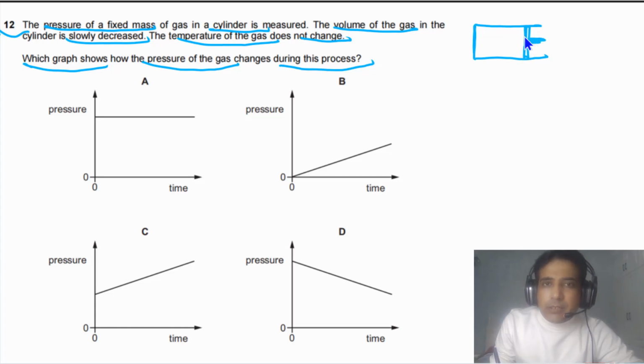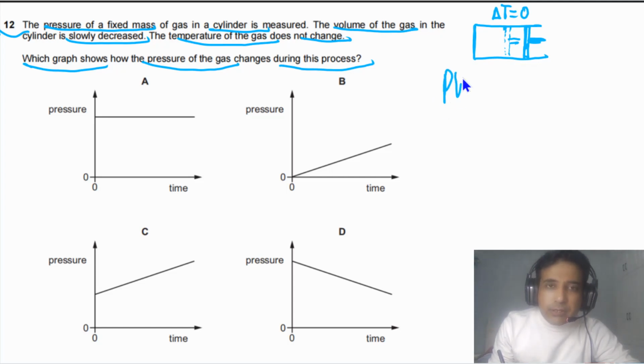In this case, temperature remains constant, so simply you can say delta T is equal to 0. And we decrease the volume. This piston is pushed inwards, so let's say it is at this point now. In this case, volume is decreasing. So if the volume is decreasing and temperature does not change, the pressure has to increase.